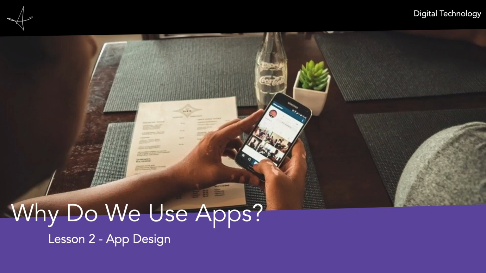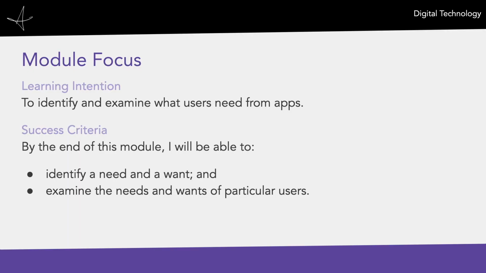Lesson 2 of the app design unit. Why do we use apps? This lesson will go over a little bit about users of apps, and the main intention of this module is for you to identify and examine what users need from apps. So by the end of this module, you should be able to identify a need and a want and define what those are and examine the needs and wants of particular users.